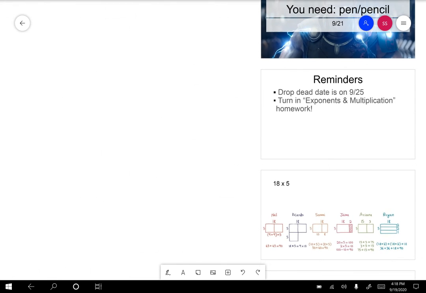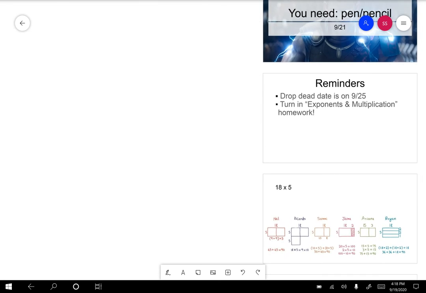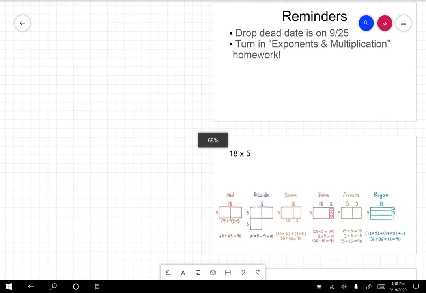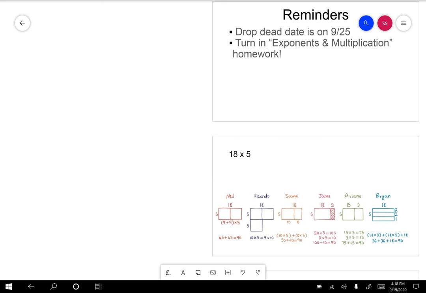So I'm going to show you some common visual and other ways to do this by hand that I've seen before. Now I've changed all the names. These are just random names. But here you see different representations of how to do this problem. Neil, for example, broke down 18 times 5 into 9 plus 9 times 5, right? 9 plus 9 is 18. So basically what he did was 5 times 9, which is 45, and then 5 times 9, which is 45, and added those together, right?